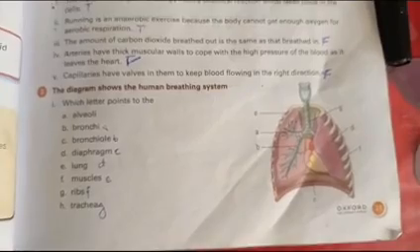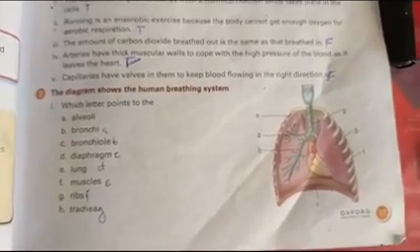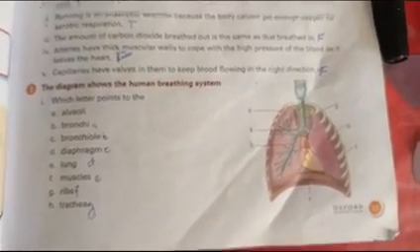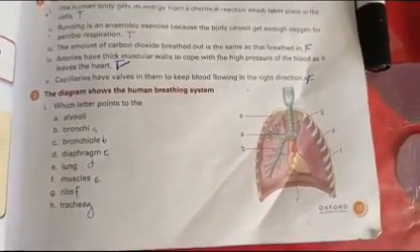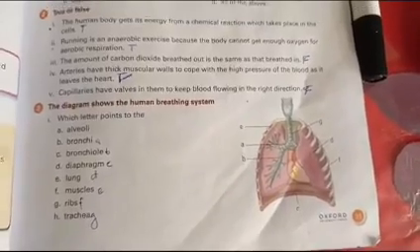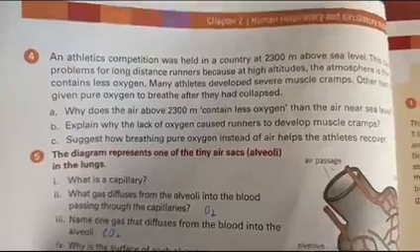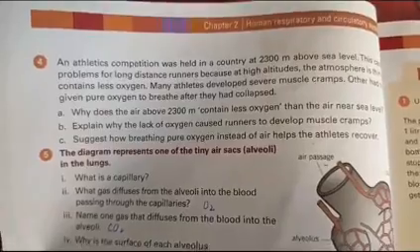Now come to question number 3. The diagram shows the human breathing system. You have to label the diagram. You have to point the letters with the words given in the list. Now come to question number 4.